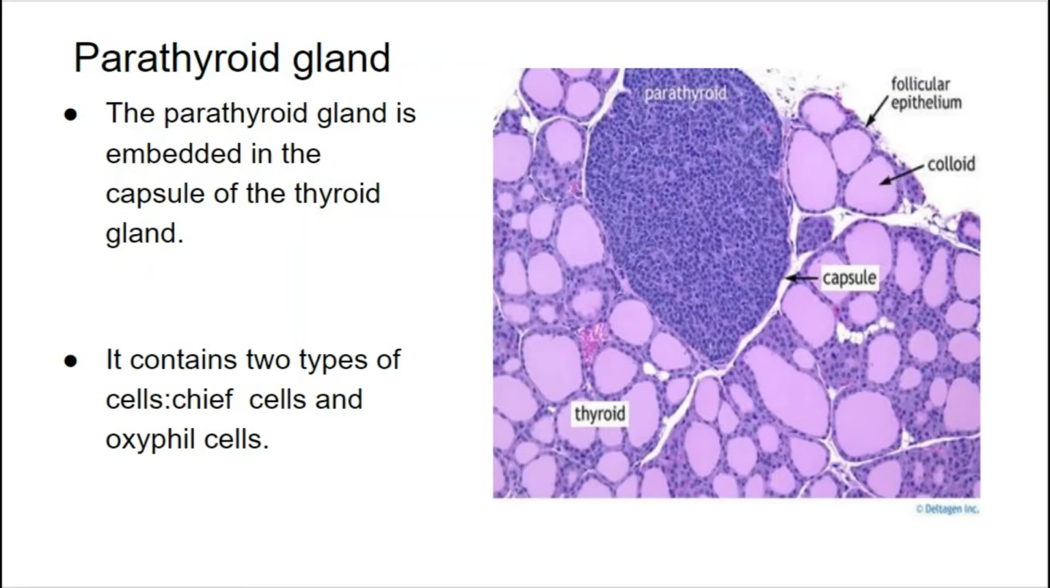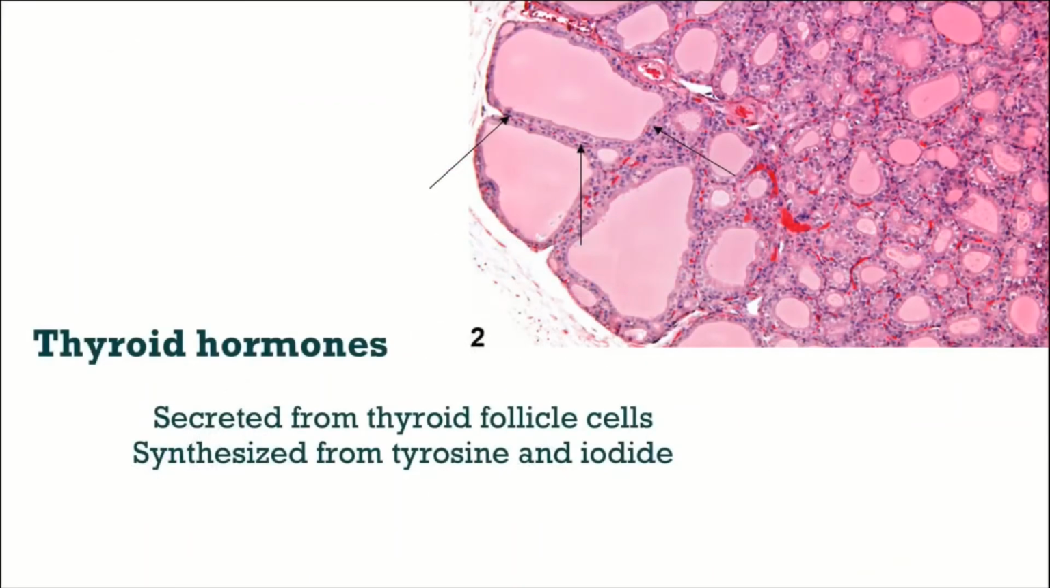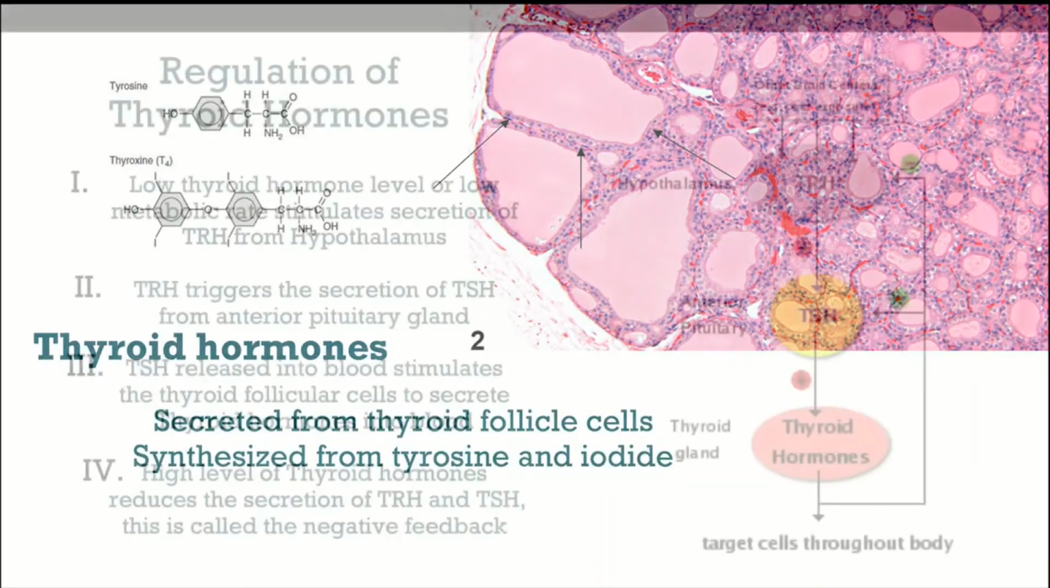The parathyroid gland is embedded in the capsule of the thyroid gland. It contains two types of cells: chief cells and oxyphil cells. The chief cells are small and pale eosinophilic staining. They secrete parathyroid hormone. Thyroid hormones are secreted from the thyroid follicle cells and are synthesized from tyrosine and iodide.